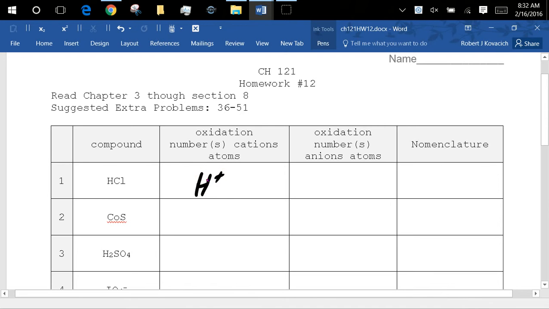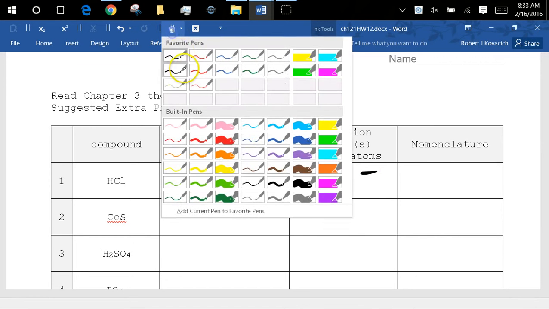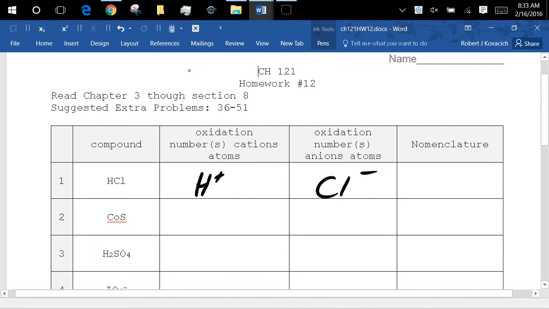And then the anion? We really have no options other than chloride being -1. If I know for a fact that the hydrogen has to be a +1 and that chloride has to be a -1, then you're finished. And so what's the name of this? Hydrochloric acid.